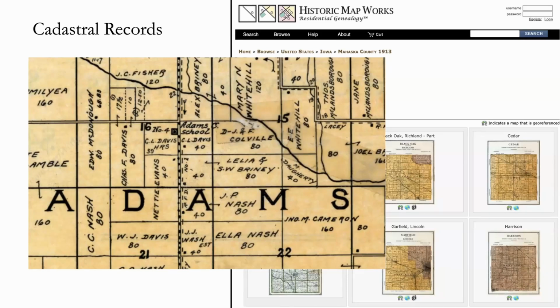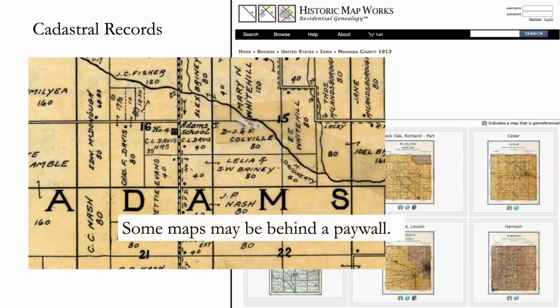By the way, this Historic MapWorks is a paywall company. In other words, these maps are not free. If you want a copy of the map, you're going to have to pay a fee for each copy. But there are other map record sets out there that are free. So I just put up a note that some of these maps may be behind a paywall and you may have to pay for the map.